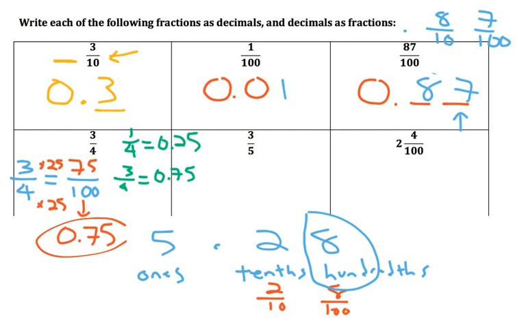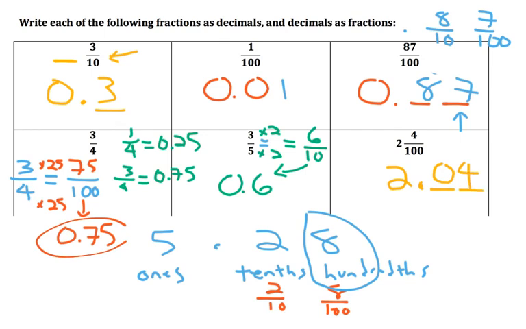3/5, again, we have to make it into a fraction that's tenths or hundredths. And since I can do 5 times 2 to get 10, I'm just going to do that. And then 3 times 2 is 6, so that means that 3/5 is the same as 6 tenths. Finally, this time we have a 2 in the ones place, so I'm going to put that on the left side of the decimal point. I don't have any tenths, so I'm going to put a 0 there, and I have 4 hundredths, so I'm going to put a 4 in the hundredths place.